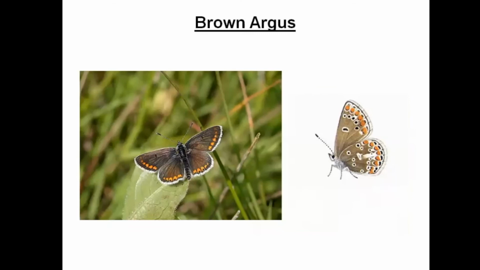Now coming on to the blues. This is the brown argus. It was very, very rare in Warwickshire and was virtually confined to sites where its main caterpillar food plant was rock rose.